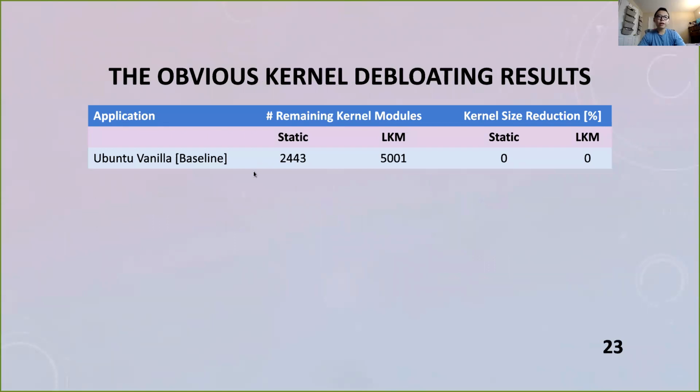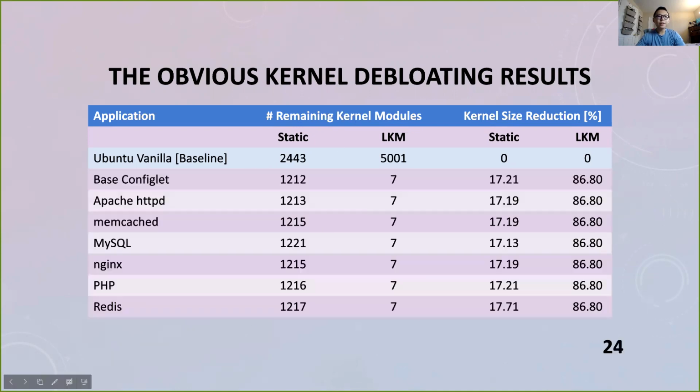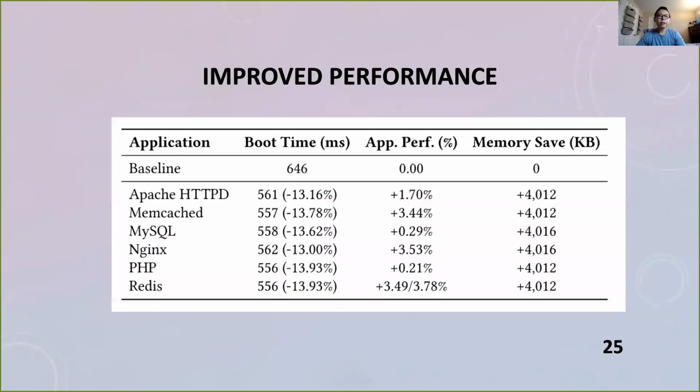So for the kernel reduction result, this table shows the kernel reduction for applications. We measure the number of kernel modules and kernel size reduction for both static kernel modules and loadable kernel modules. COZART is able to reduce the kernel effectively. The similar reduction results are because all these kernels are deployed as KVM virtual machines, and they share the same base. Debloating the kernel does not only improve security, but also performance. We see improvements in boot times, application performance, and memory saving.